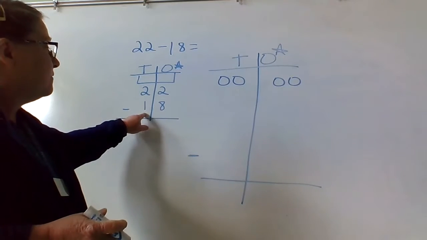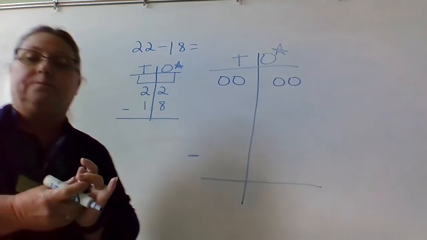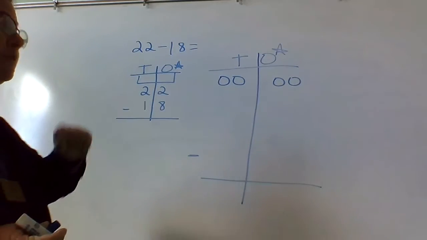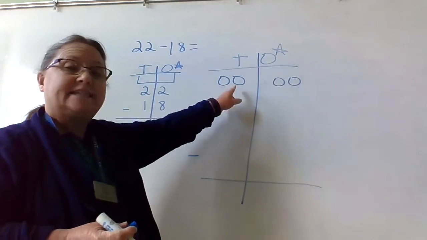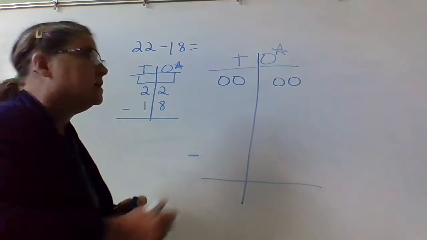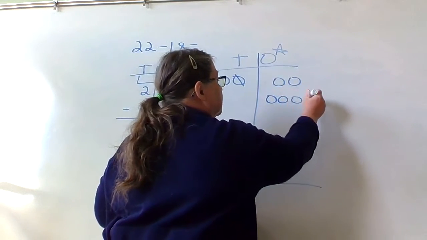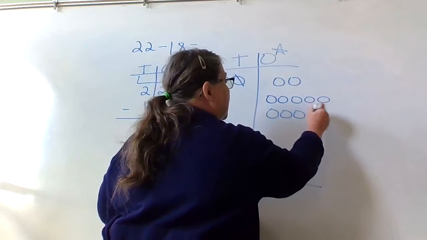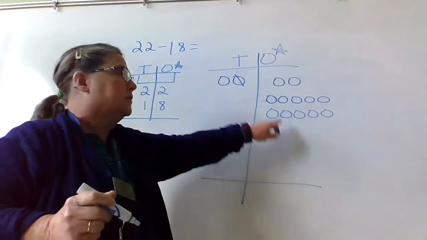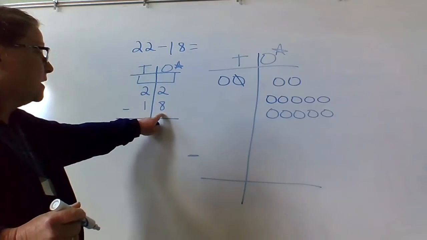So, I have the number 18. I have 8 ones. I only have 2 ones. I can't take 8 from 2. I don't have enough. But I do know that 1 ten equals 10 ones. So I'm going to cross out the 10, and I'm going to draw the 10 ones in my ones. 1, 2, 3, 4, 5, 6, 7, 8, 9, and 10. I crossed out a 10 and drew 10 ones because I know that in a 10 there are 10 ones.